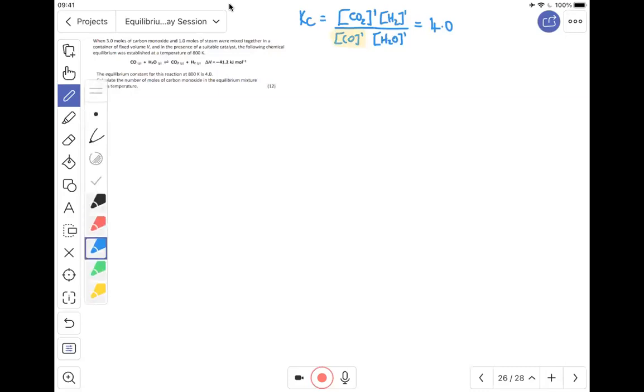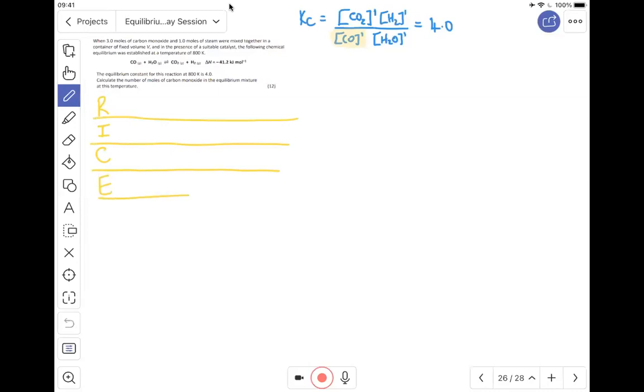So I'm going to do the headings of it here in yellow. So you've got R, I, C, and E. R stands for reaction, so that will be the first thing that I will be writing out. The reaction here is CO, H2O, they're my reactants, and then my products are CO2 and H2.